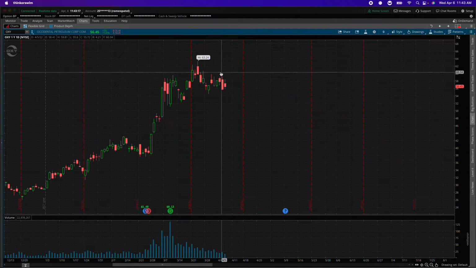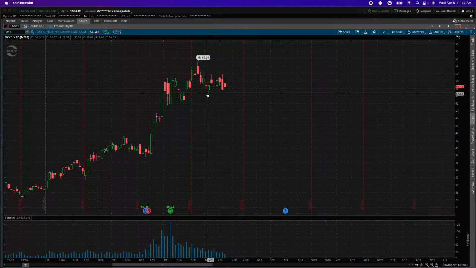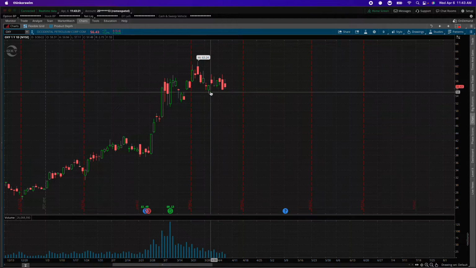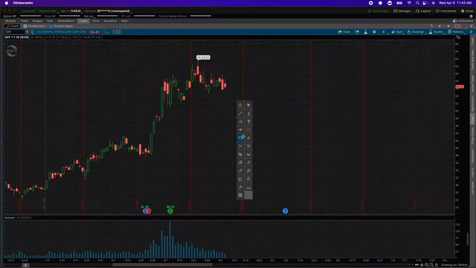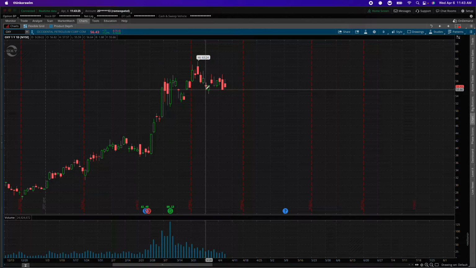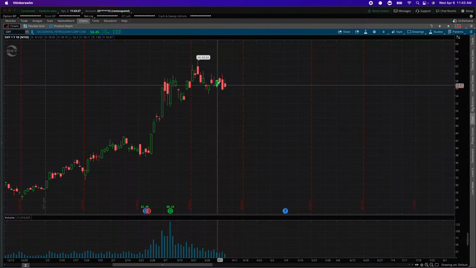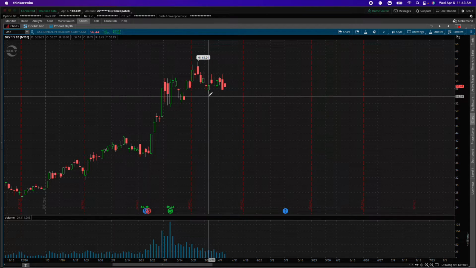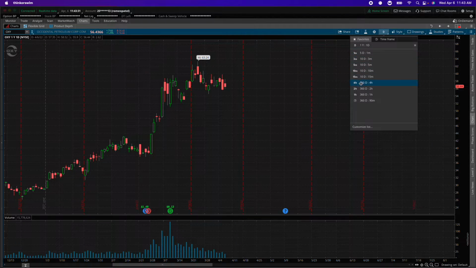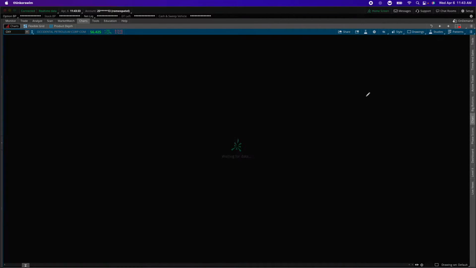This is your high, your lower high. It still hasn't broken out of this area right here, so from this level, I'm going to go into that day. What day was that? The 28th. So I'll go into a 1 hour chart.